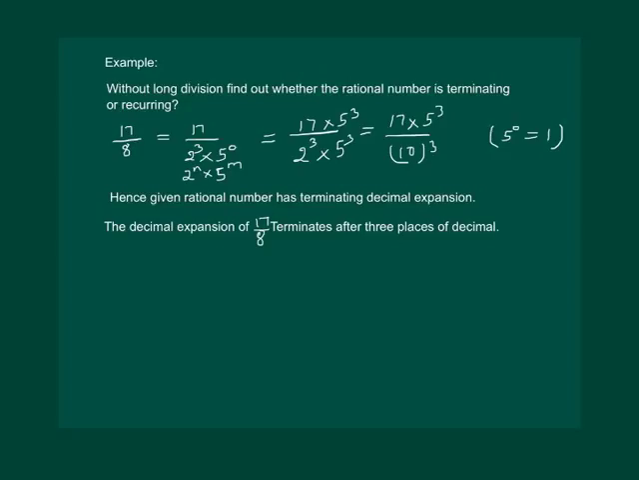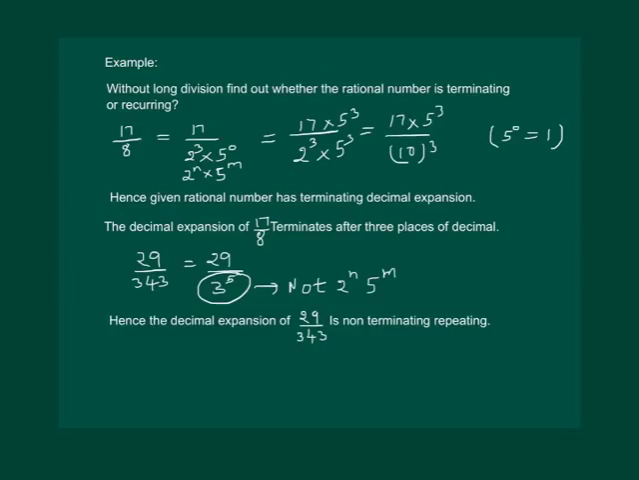Let us take up another example. Say we take a rational number 29 by 343. Let us prime factorize the denominator. It comes out to be 29 by 7 power 3. Clearly, the denominator is not of the form 2 power n 5 power m. So we conclude that the decimal expansion of 29 by 343 is non-terminating repeating.